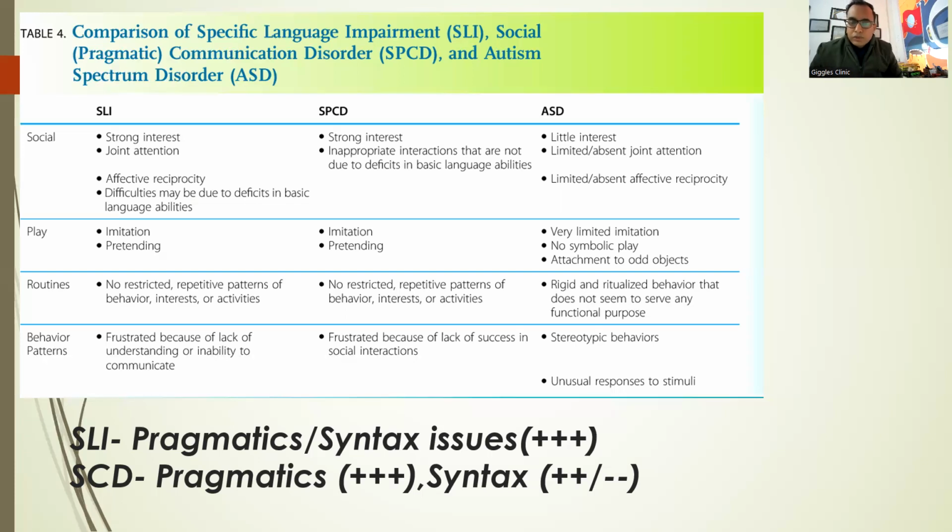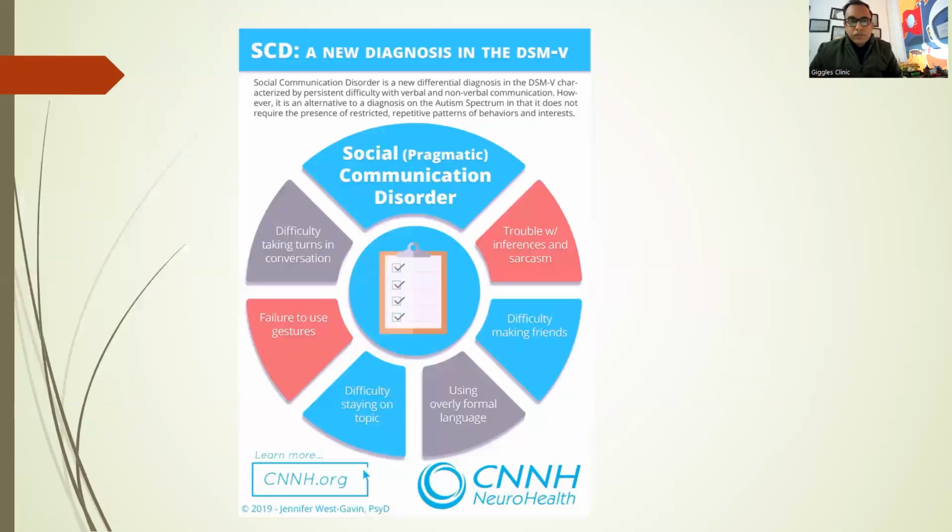So it's a very thin margin when we come to a diagnosis between speech language impairment and social communication disorder. So this is a new diagnosis of SCD which comes under DSM-5. These are the typical problems with communication disorder. Problems with communication are also there in SLI, but they will have differences with sarcasm. They are not able to understand the inferences in sarcasm, that is, poor understanding of facial expressions of speech, difficulty making friends, difficulty staying on topic, failure to use gestures, and difficulty taking turns in conversation. That means they are not able to tolerate the social gatherings.